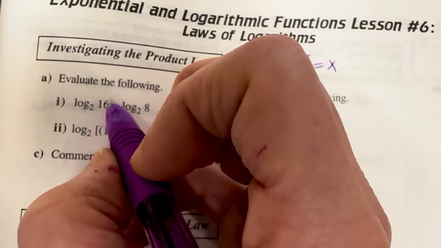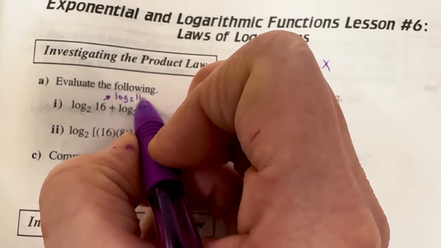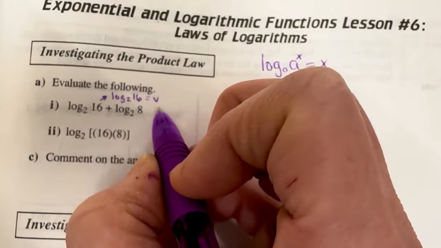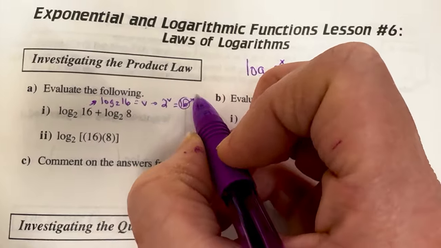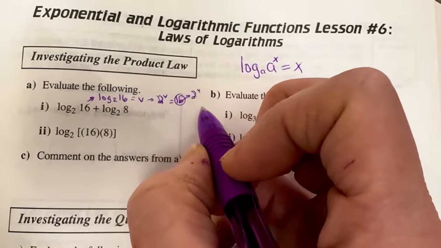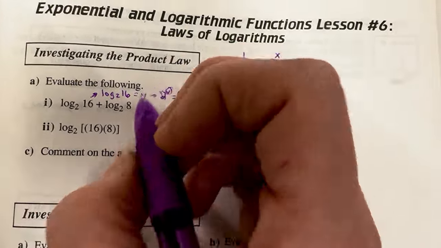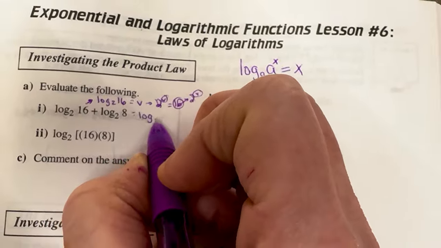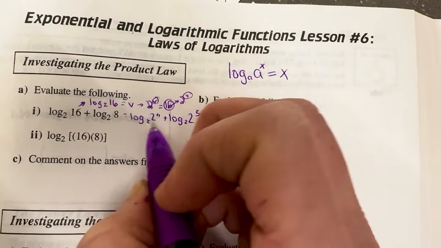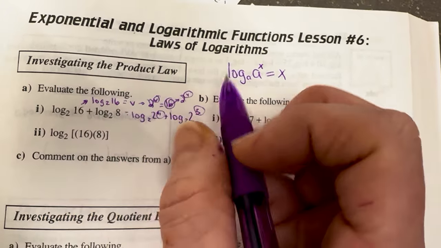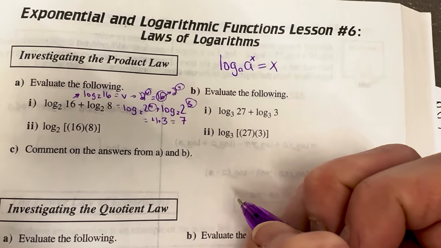So let's just look at this one. We would do this one right here. So we do log base 2 of 16 is equal to v. 2 raised to the power of v is equal to 16, which we know 16 is 2 to the power 4. Get rid of the bases, and there's our power. So this right here, all I'd have to do is rewrite it as log 2 to the 4 plus log 2 to the 3, and that's going to equal 4 plus 3, which is equal to 7.